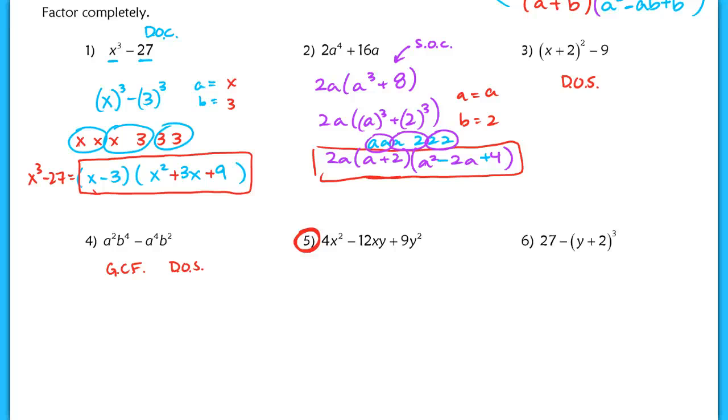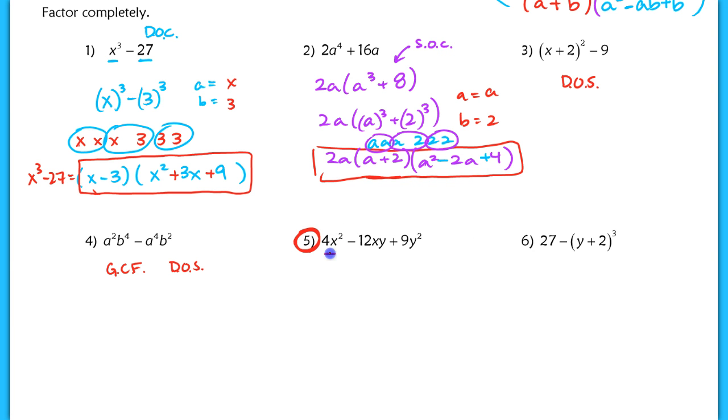You could find two numbers that would multiply to 36 and add up to negative 12, so that would give me negative 6 and negative 6. So I would have to break that 12xy up into negative 6xy, negative 6xy, and then obviously drop that 9y squared down. And then I could continue and try to take out the GCF and do our whole splitting the middle term. But instead, I want you to recognize that this is a perfect square.